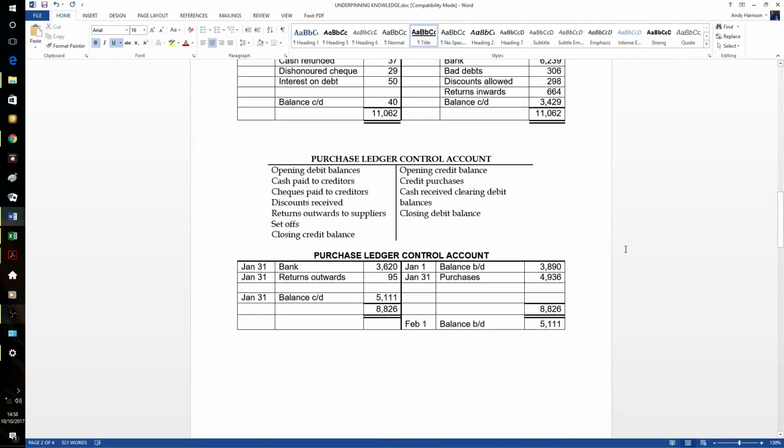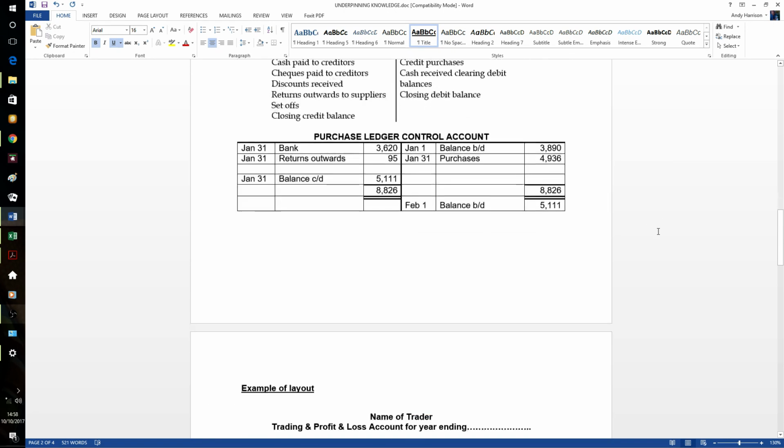Same with the purchase ledger control account. It might be discounts or contras that's missing, but more likely it's purchases or the money in the bank, or we want to check what's gone out the bank, how much of it was for purchases. So again, the question we're going to do has only got a couple of these entries in them.